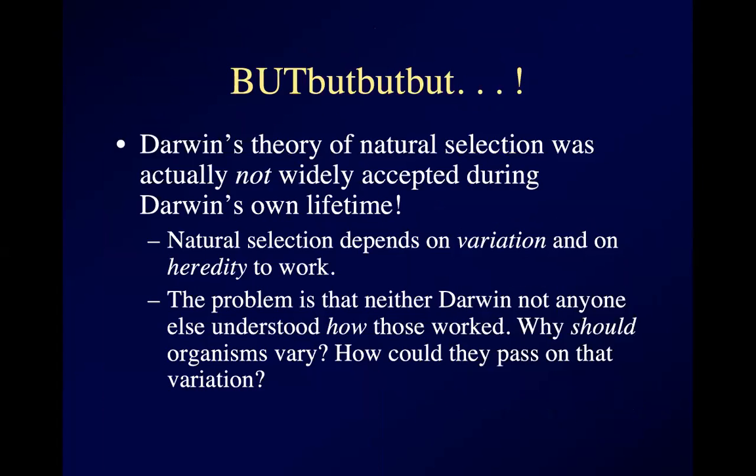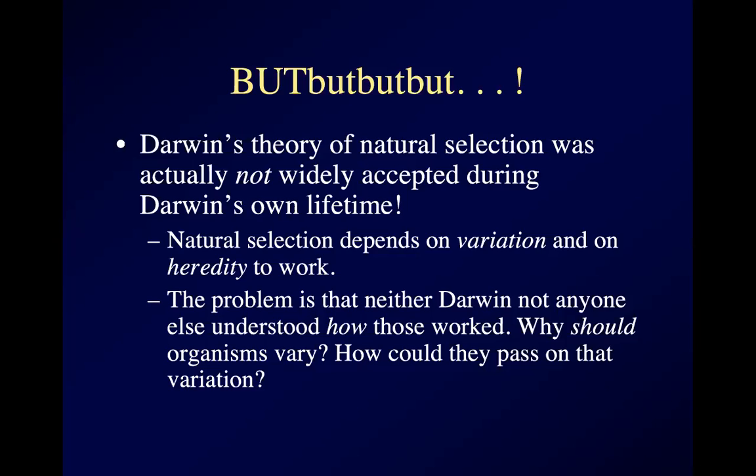However, Darwin left a couple of gaping holes in his original theory, and it was not widely accepted during Darwin's own lifetime. And the gaping holes that we'll look at is that for natural selection to work, living things have to vary, right? The members of the population have to be different from each other. And they also have to be able to pass their traits on to the next generation. So natural selection depends on variation and it depends on heredity.